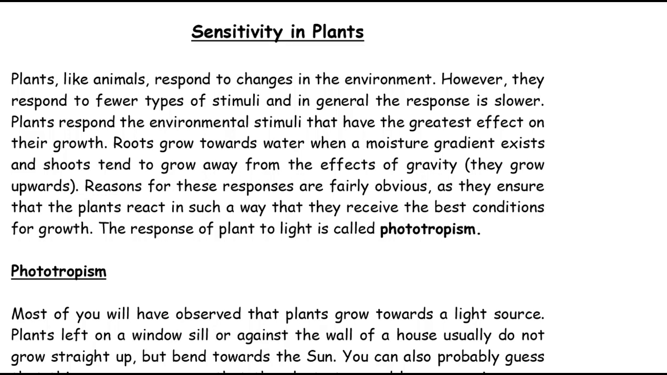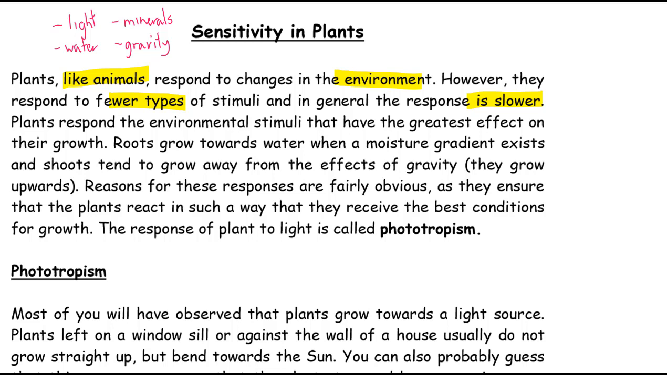So looking at this then, plants like animals respond to changes in their environment. However, they respond to fewer types of stimuli, and in general the response is slower. Now, the stimulus that they might respond to is light, so they'll grow towards light. They'll also grow towards water. They might also grow towards minerals, and those are the main stimuli. So another one would be gravity. So their roots will know to grow downwards with gravity because that's where they're most likely to find water.